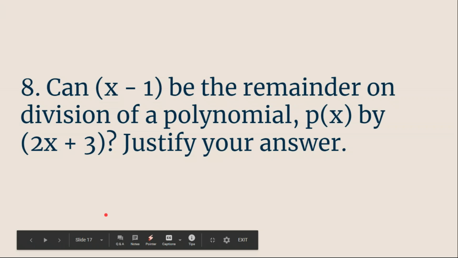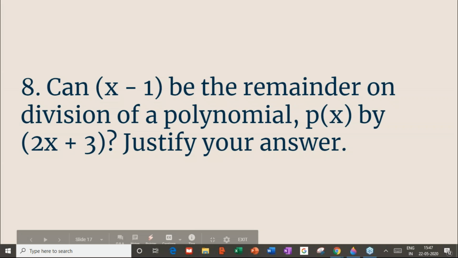Again, a tricky question. One more tricky question. Can x minus 1 be the remainder on division of a polynomial p of x by 2x plus 3? Justify your answer. Anybody ready to justify? With justification, the answer. Avni, that's right. What would be the justification? They have given you the remainder and they've given you p of x. They are telling you g of x is 2x plus 3. Right? So can this be a remainder?